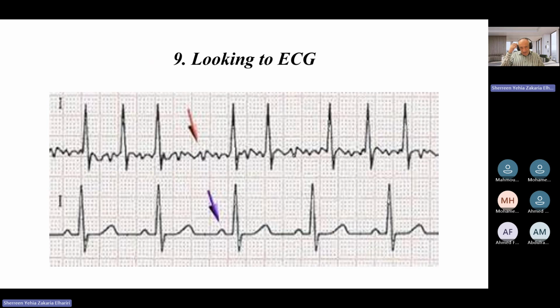So what do you see in the ECG? What is your diagnosis here? This is the front. The top one is AF. The other one is normal. Okay, all right. Or this one, what is this one?